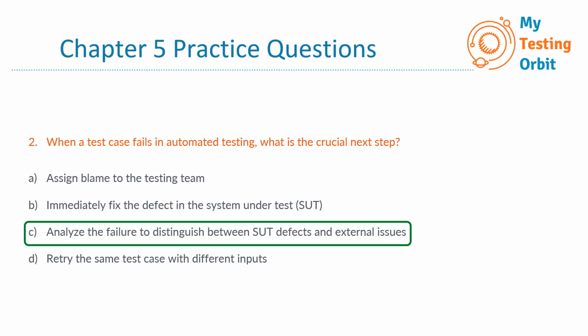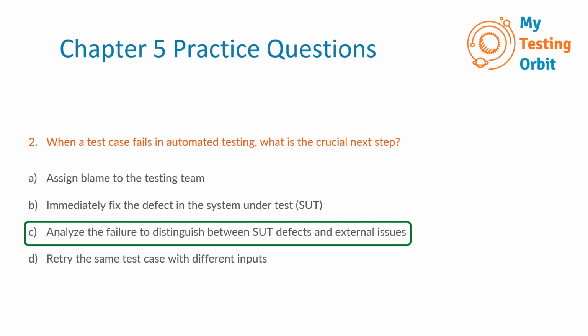So option A, assign blame to the testing team. This is incorrect because assigning blame is not a productive or constructive response to a test case failure. The focus should be on identifying and resolving the issue, not assigning the blame.